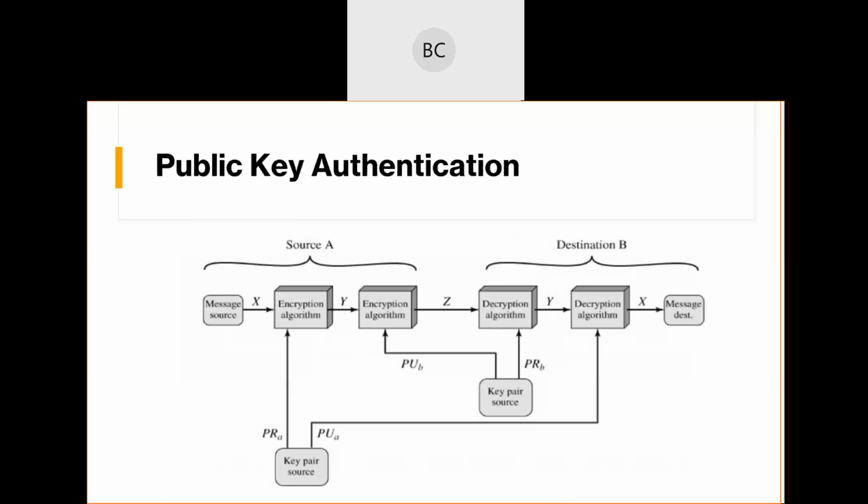These two processes I can write as one single process. This is source A, where encryption will happen, and this is destination B, where decryption will happen, and there will be key pairs. One will be the public key for B and the other the private key for B. Again there will be a key pair at the source. Using the private key of A, encryption will be done, and using the public key of A, decryption will be done at the destination side.